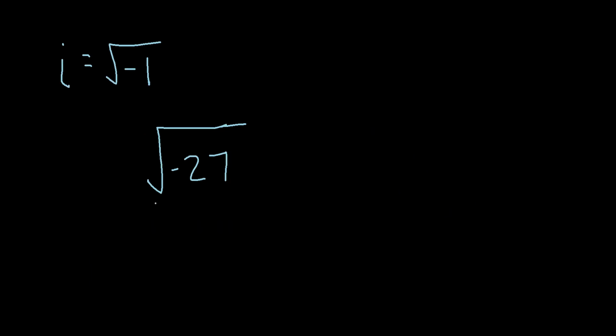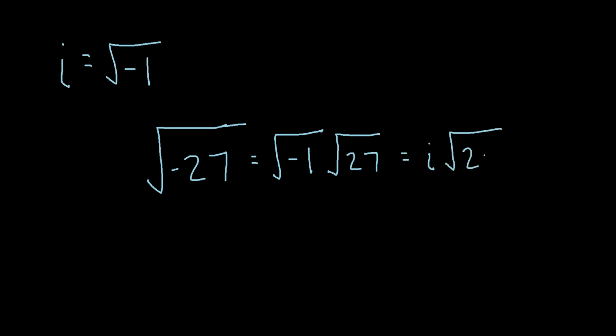Okay, let's try another one. Let's say we have the square root of negative 27. We could rewrite this as the square root of negative 1 times the square root of positive 27. And remember we said the square root of negative 1 is equal to the imaginary number i. So we can really write this as i times the square root of 27.